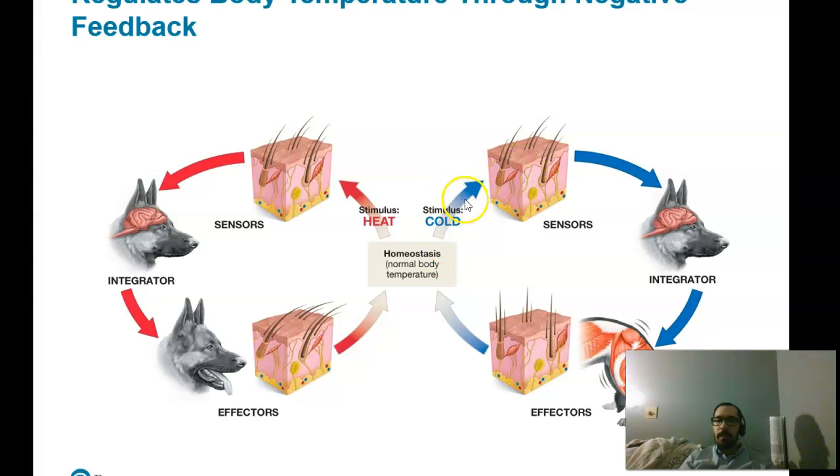Same for the opposite condition. So if it's too cold, those sensory receptors on the skin will pick that up. It'll send that information to the brain. The brain will compare that to the set value, and then the integrator will tell the dog to shiver, and that increases the body temperature.